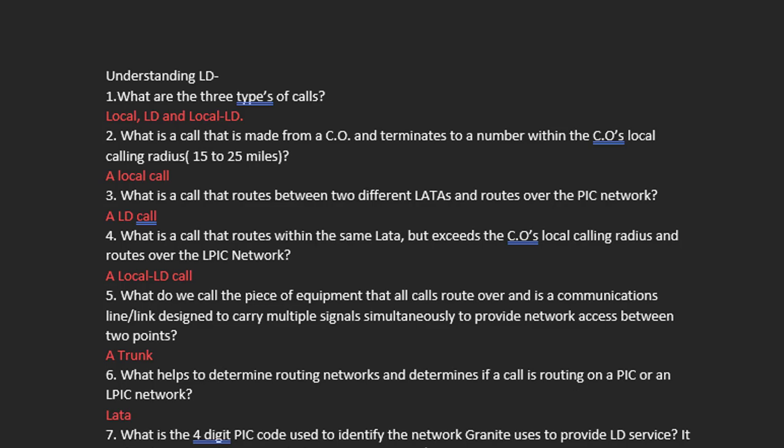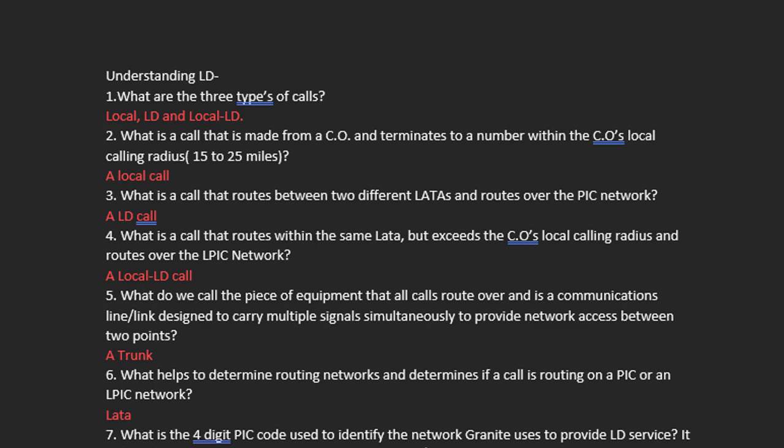Question number 4: what is a call that routes within the same LADA, but it exceeds the central office's local calling radius and routes over the LPIC network? So that answer is going to be a local long distance call. So just remember the 3 different calls: local, long distance, and local long distance. A local call is just a call that's made within the central office's calling radius. Long distance is made over the PIC network between 2 different LADAs. And then the last one, local long distance, is within the same LADA, but is past the local calling radius.